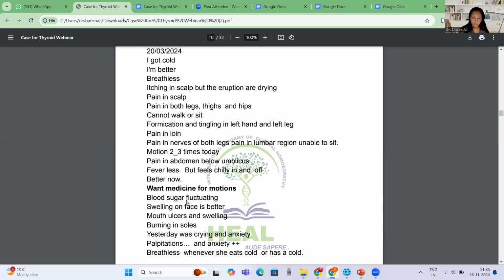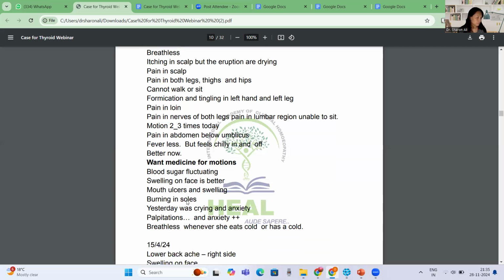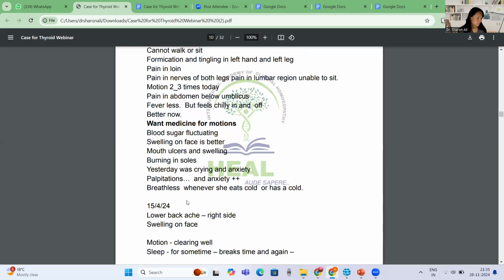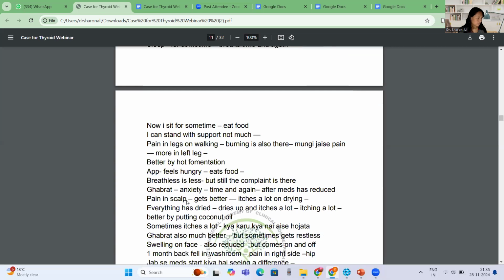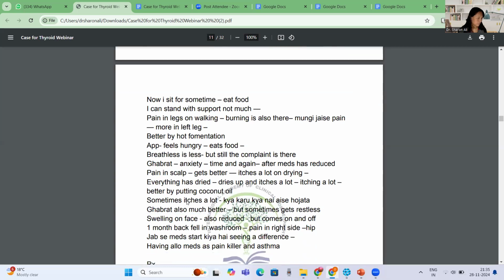In such cases, it is better to give a lower dose and then slowly go higher. Here, of course, we did not go higher. We started prescribing her thallium afterwards. But basically, she improved a lot with breathlessness, palpitation, the eruptions in the scalp, her swelling on her face.